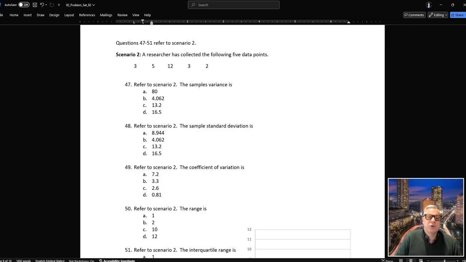So scenario 2, we have 5 observations. So let's first write that down again. So we have 1, 2, 3, 4, 5, and the corresponding values are 2, 3, 3, 5, and 12.